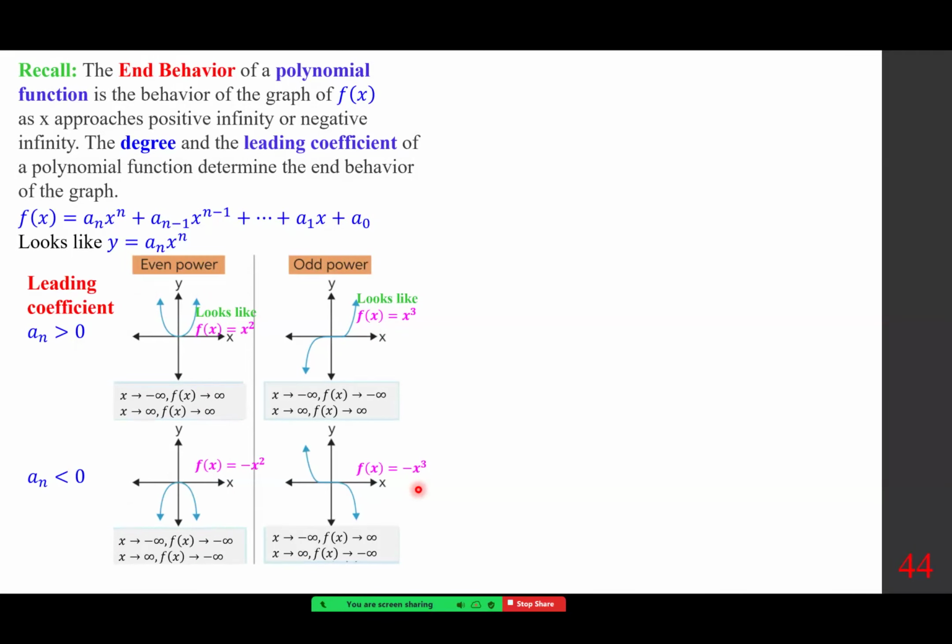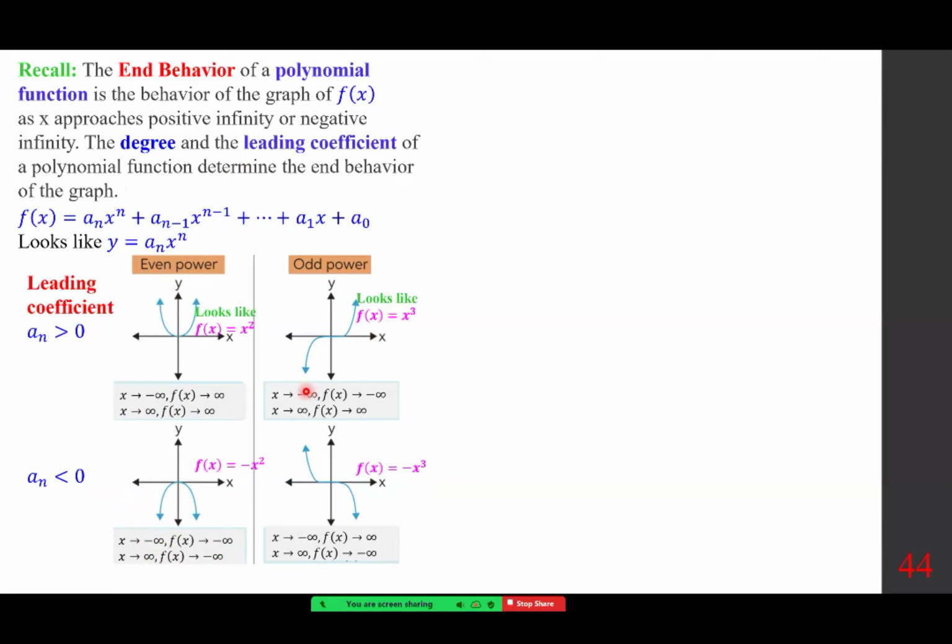Meaning, if you look at this case, when x goes to positive infinity or x goes to negative infinity, in both cases f of x goes to positive infinity, meaning the first and second quadrants. On the other hand, here, whether x goes to negative infinity or positive infinity, f of x in both cases goes to negative infinity, which means the third and fourth quadrants.